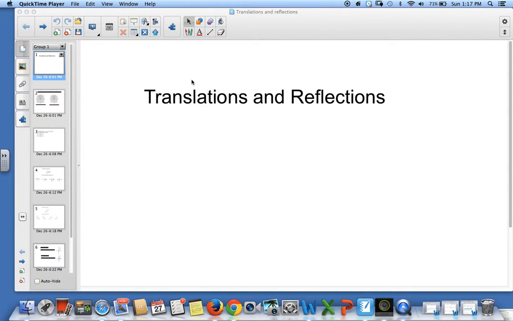For this video, we're going to talk about translations, which is shifting left, right, or up or down, and reflections, which is just basically a mirror image. So we're going to look at different functions and how that works.